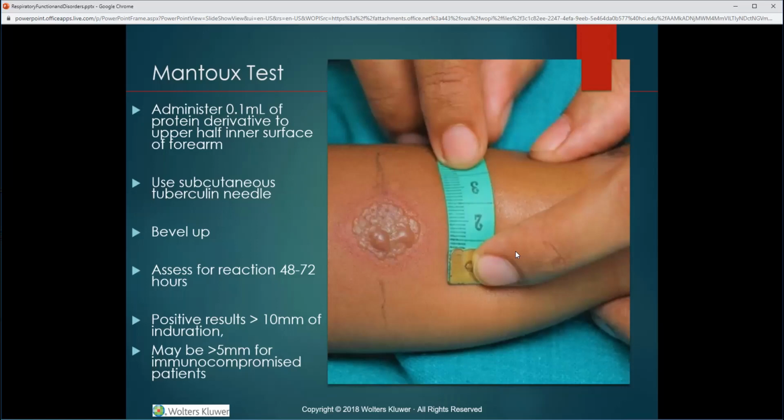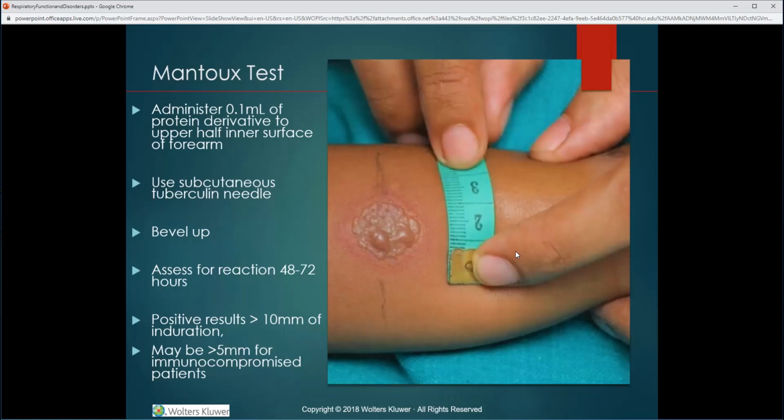So, you inject 0.1 mL, bevel up with the needle, and they return in 48 to 72 hours. You want to make a little bleb, a little bubble up under the skin. Now, lots of people have allergic reactions to the PPD. Lots of people come back and just have a little bit of redness. That is not a positive PPD.